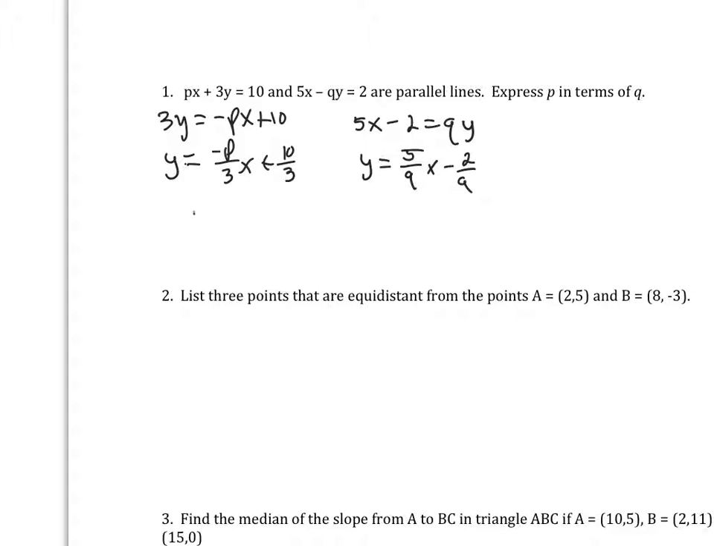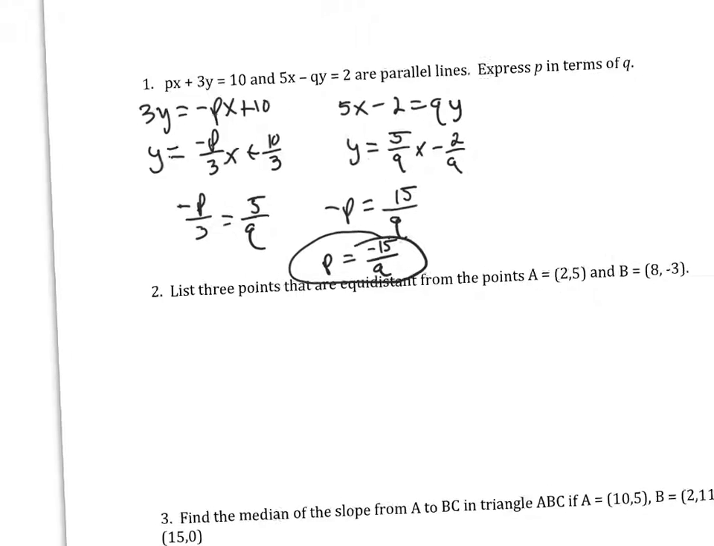Okay, so we can now say that negative p over 3 must be equal to 5 over q in order for these two lines to be parallel, and we want to isolate p and have it expressed in terms of everything else. So we'll first multiply everything by 3. We'll get negative p is equal to 15 over q, and then multiply by negative 1 to get p is equal to negative 15 over q. So in order for these two lines to be parallel, this relationship must hold true.